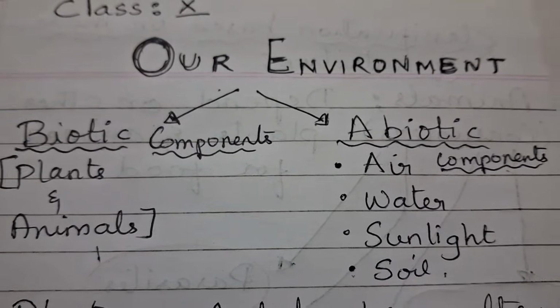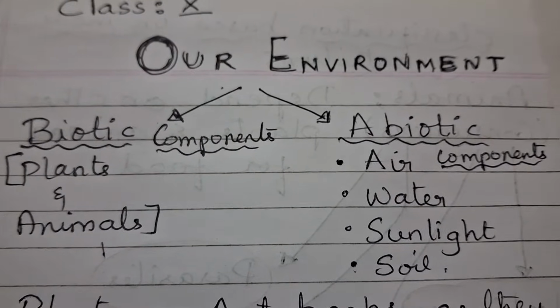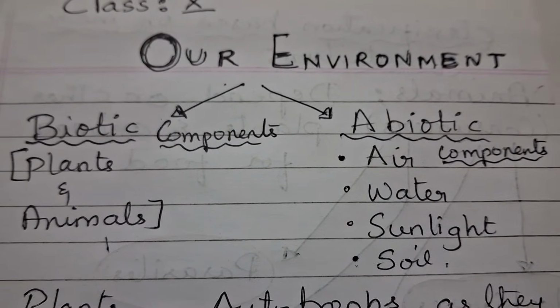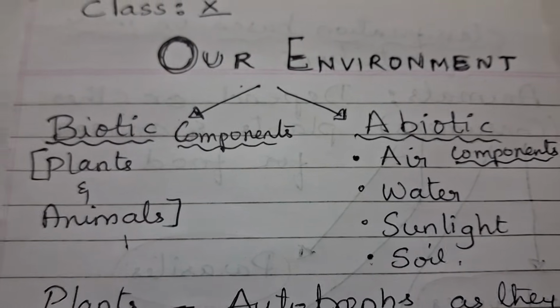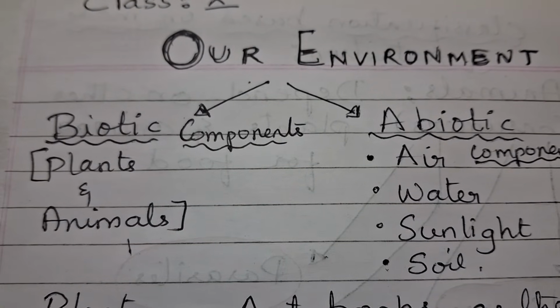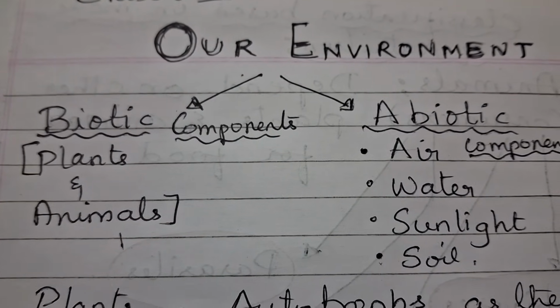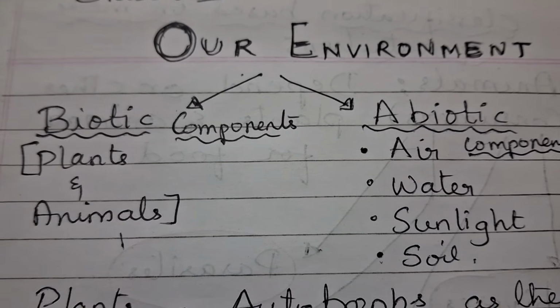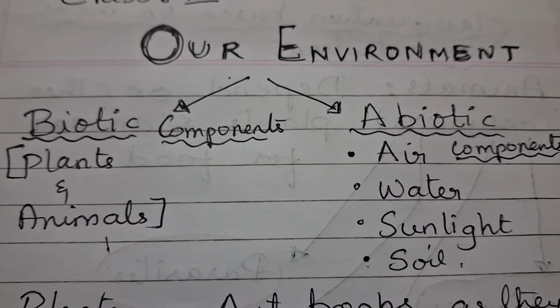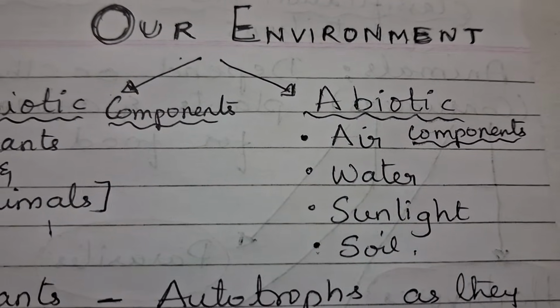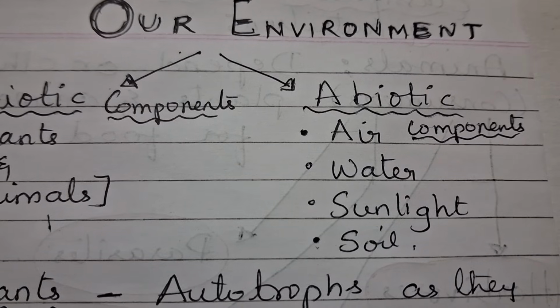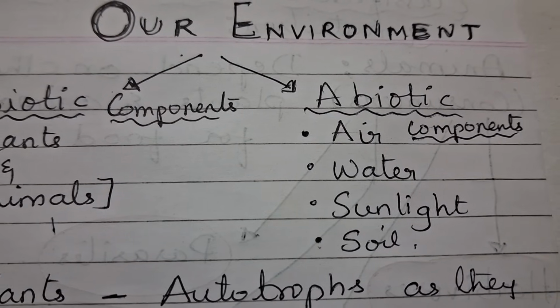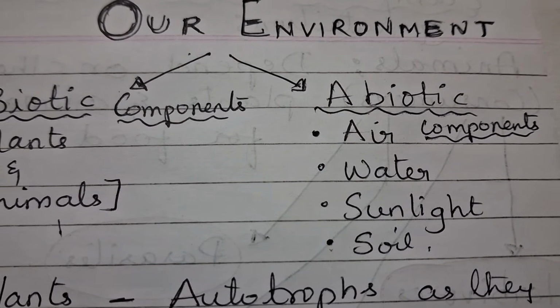So our environment consists of two main components: biotic components and abiotic components. So what are biotic components? All plants and animals. Bio means living. So plants and animals are known as biotic components. So what are the abiotic components? Air, water, sunlight, soil. These are the four main abiotic components.